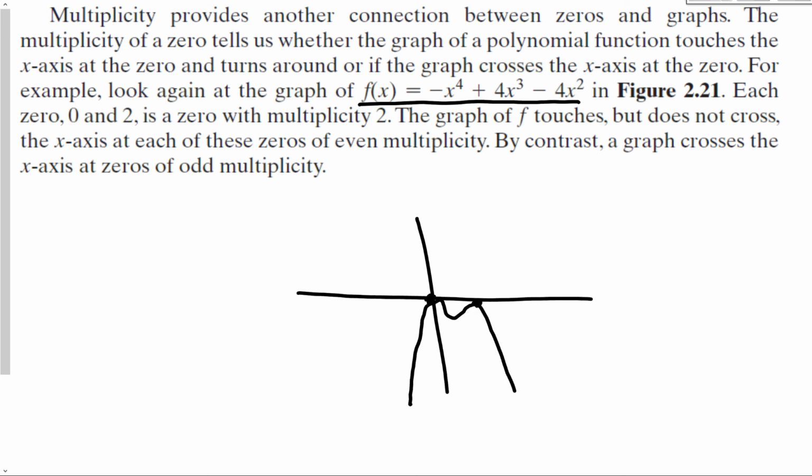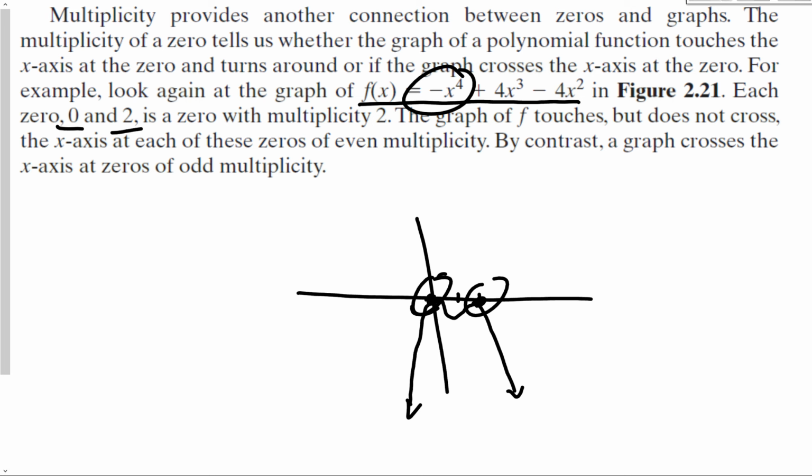But if we look at the graph of that function, each zero, 0 and 2, is a zero with multiplicity of 2. The graph touches the x-axis at 0 and at 2 and turns around. It doesn't cross. I also know from before, from the leading coefficient test, that both ends should be going down, which means that the graph falls to the left and falls to the right. So based on what I know so far, I now have another way to look at these graphs by finding what's happening at the zeros, whether it's touching the x-axis and turning around or crossing through.